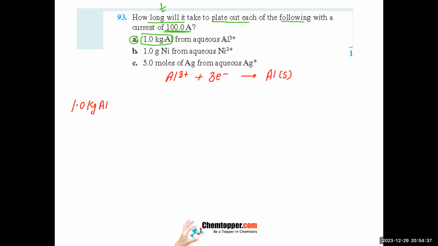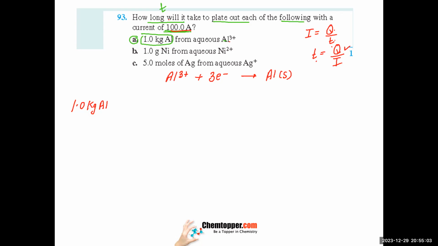But you want to calculate time. And I know that I is equal to Q over T. I know this equation, charge over time. So what is time from this equation? Q over I. If I know Q, I is given 100, I can calculate time. I will do that. How?